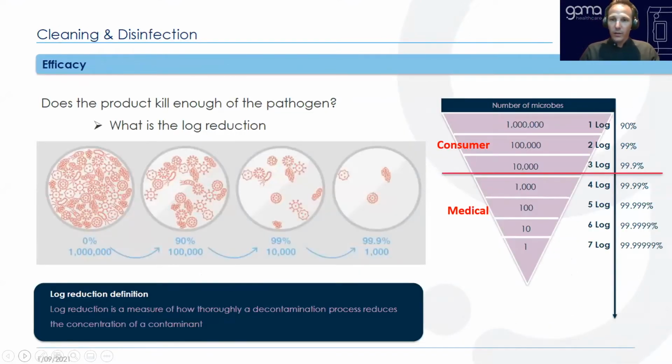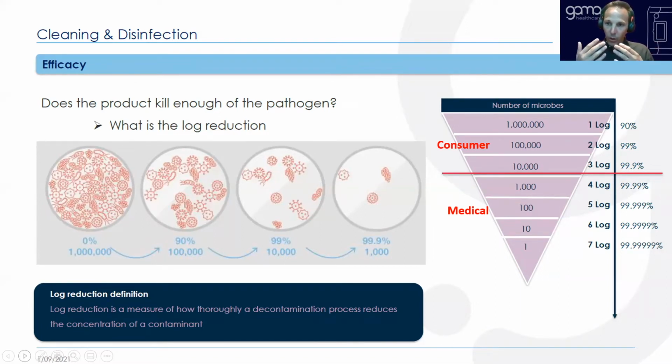You need to understand the difference between what we call a consumer product and a medical grade product. A consumer product will kill only 99% or 99.9% of bacteria and viruses. This is what we call a consumer or household product. A medical grade product is a product that will kill 99.999%, so it's a 5 log reduction of bacteria and viruses. So there's a big difference in terms of efficacy between a consumer product and a medical grade product.